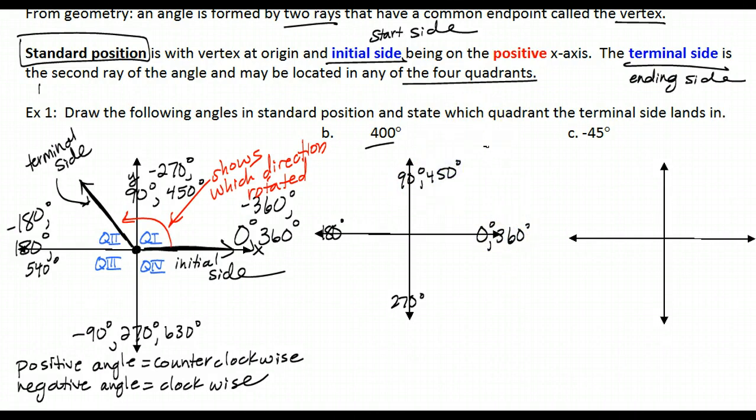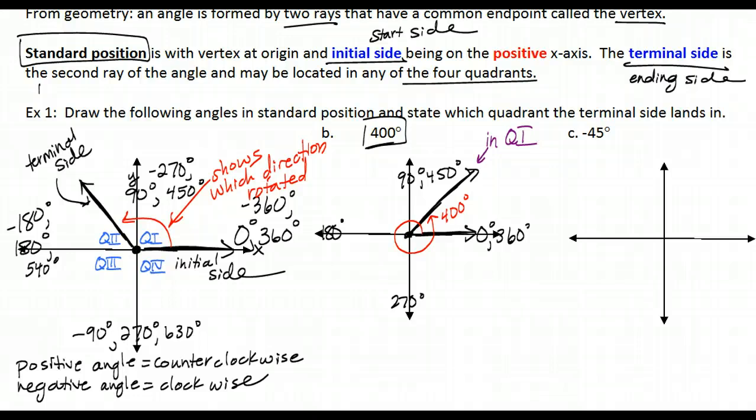Alright, wait a second. So I know 400, it has to be between 360 and 450, so I know it's in quadrant 1. I don't think you're going to be perfect with these, and I'm not expecting you to be, so just kind of draw it in there. Just make sure when you do your directional arrow, so I went one full rotation and then another little bit to go there, and that is a 400-degree angle. So I have my directional arrow, I label it. They also this time asked me to state which quadrant it landed in. It landed in quadrant 1.